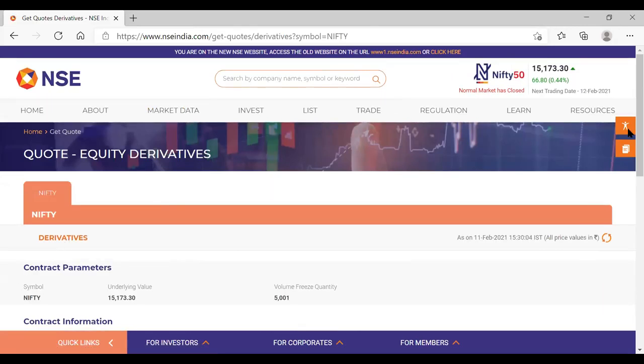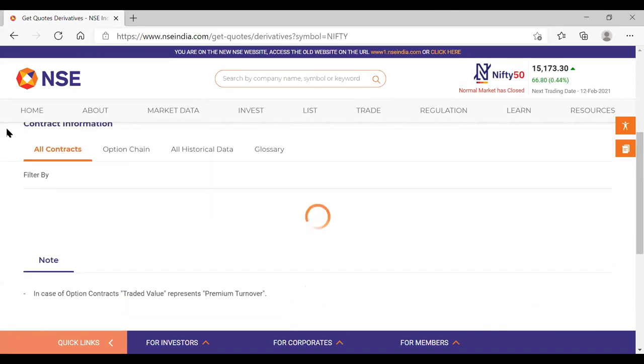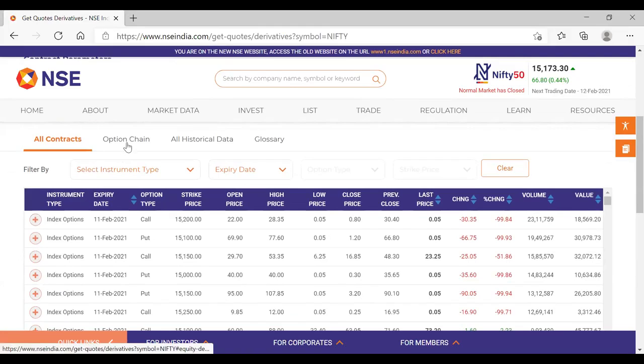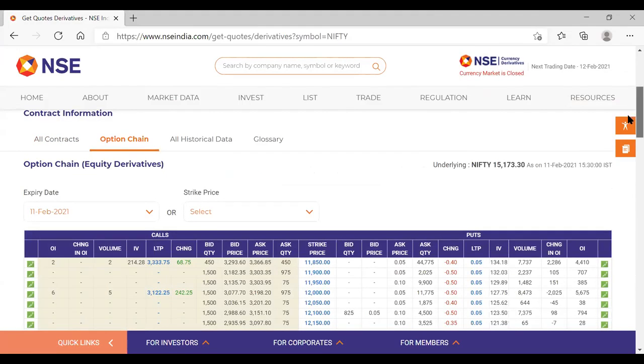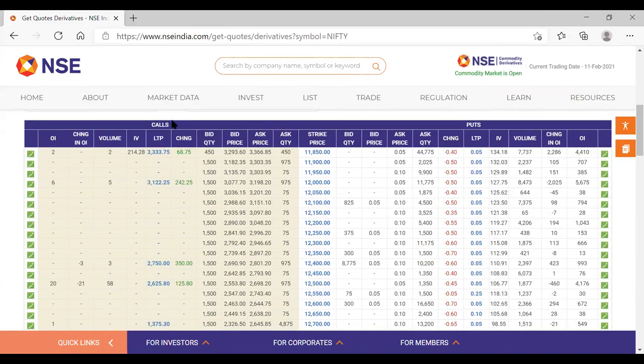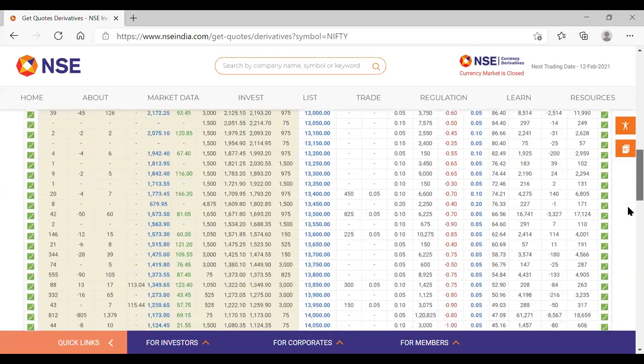I would go to option chain here. See, this is how it is. The option chain appears. These are the call side and these are the put side. The areas marked in yellow are the ITM, and the areas marked in white are the OTM, that is out of the money. So you can see call options ITM and put options OTM, they are opposites.